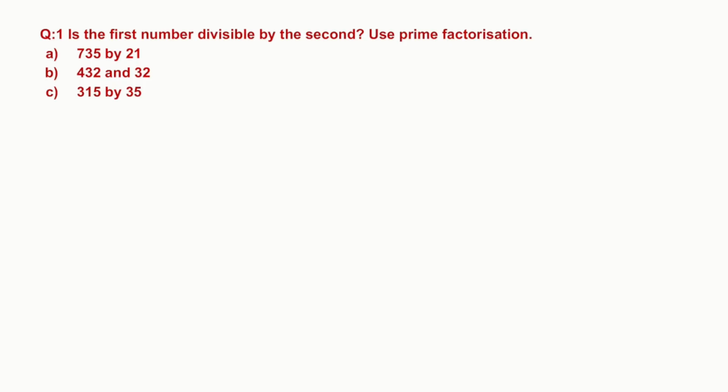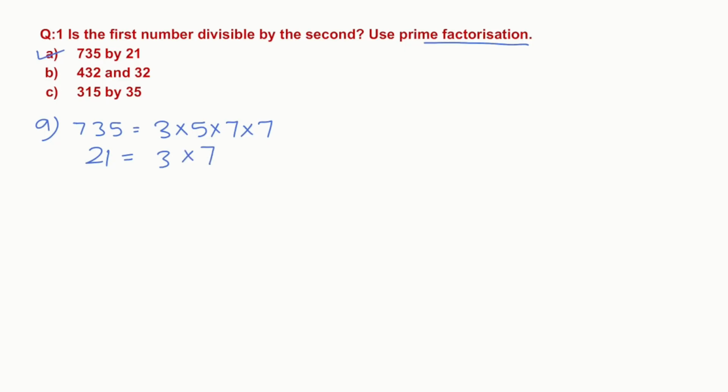Use prime factorization. We need to find whether 735 is divisible by 21 or not by using the prime factorization method. First we will find the prime factors of 735. Prime factors are 3 times 5 times 7 times 7. Now the prime factors of 21 are 3 times 7.